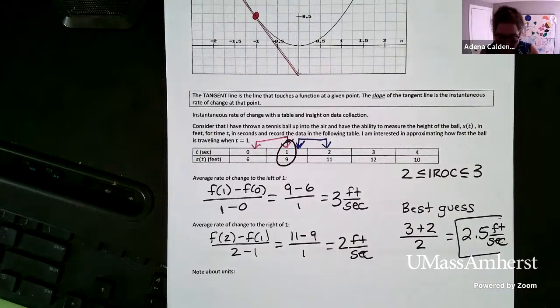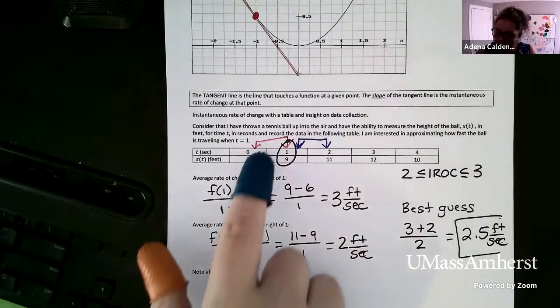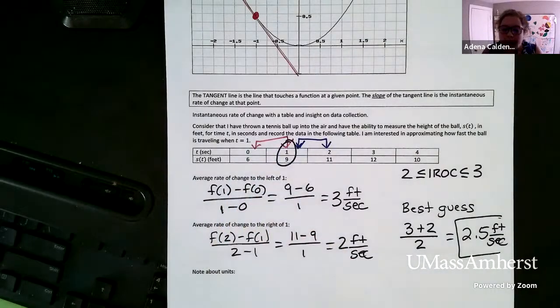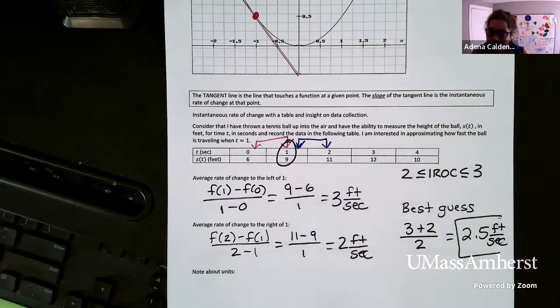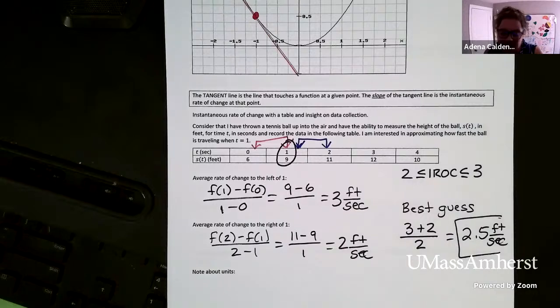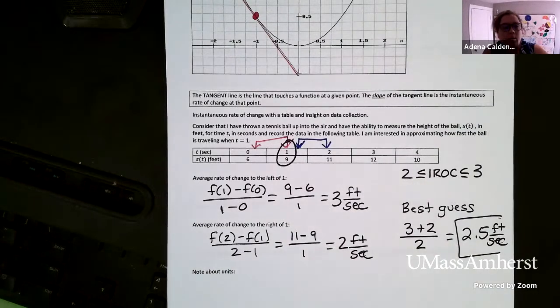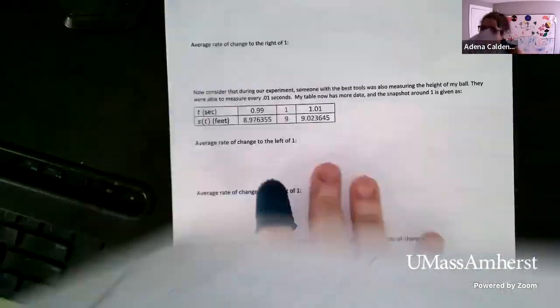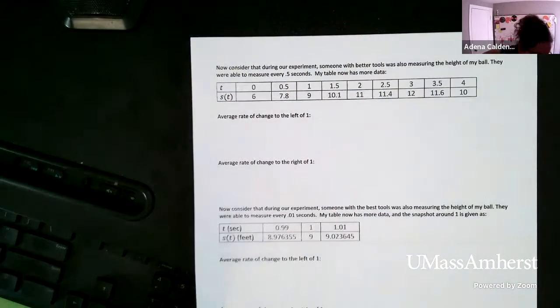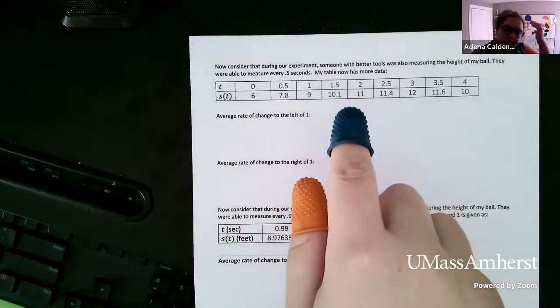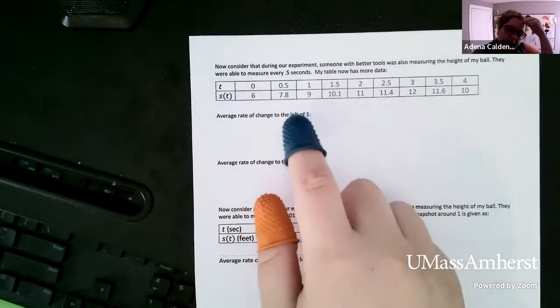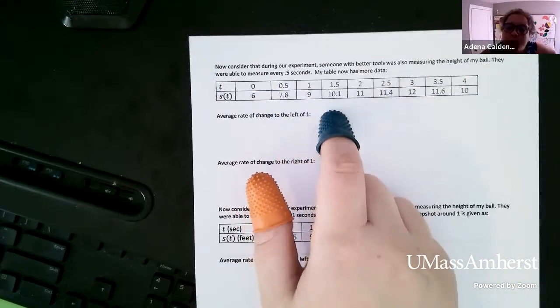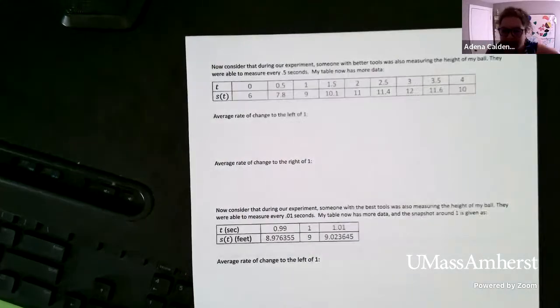But we know from the graph that if we were able to get closer to 1, right, information about what was happening closer to 1, that would make our interval smaller and more accurate than what we have here. So now let's imagine that we were able to do the same experiment, but we were able to measure what was happening every half a second, right? So the 0, the 1, the 2, those values are all the same. The difference is now we know what was happening at 0.5, 1.5, 2.5, and 3.5, the half-second intervals.